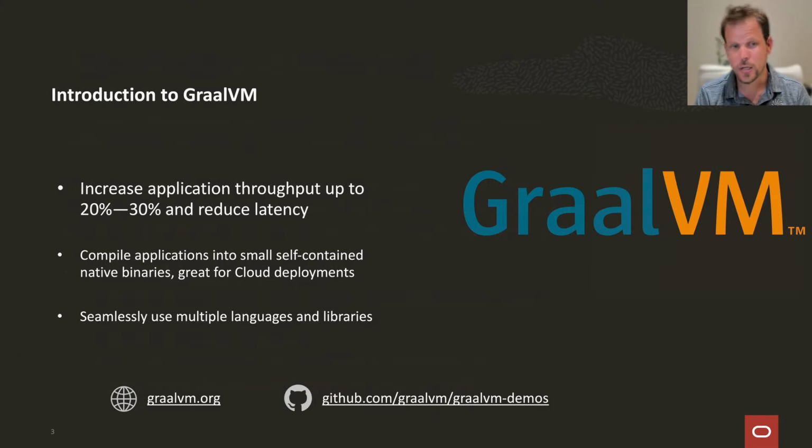In terms of an introduction to GraalVM, GraalVM is a virtual machine out of Oracle Labs that is able, in JIT mode, by hooking into the JIT compiler, to increase application throughput between 20 and 30%, reducing latency. It's also able to compile applications into self-contained native binary executables, which is great for cloud deployments, serverless, a range of IoT, and a range of other use cases, because it results in a significant reduction in memory consumption and startup time.